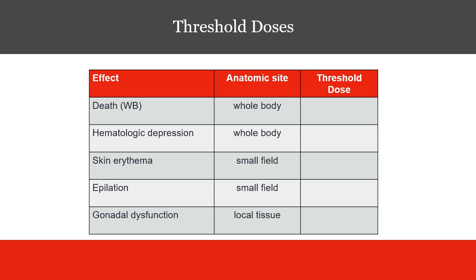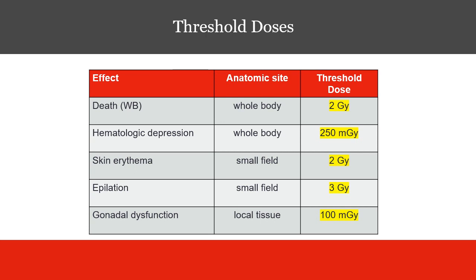In terms of threshold doses, there are threshold doses, which means the lowest dose that's going to cause a response. And we would hope that we wouldn't cause these things with any dose of radiation. So when you're looking at death, a whole body exposure can cause death at a dose of 2 gray. Hematologic depression, which is a decrease in white blood cells, specifically lymphocytes, can occur at 250 milligray with the whole body being exposed.